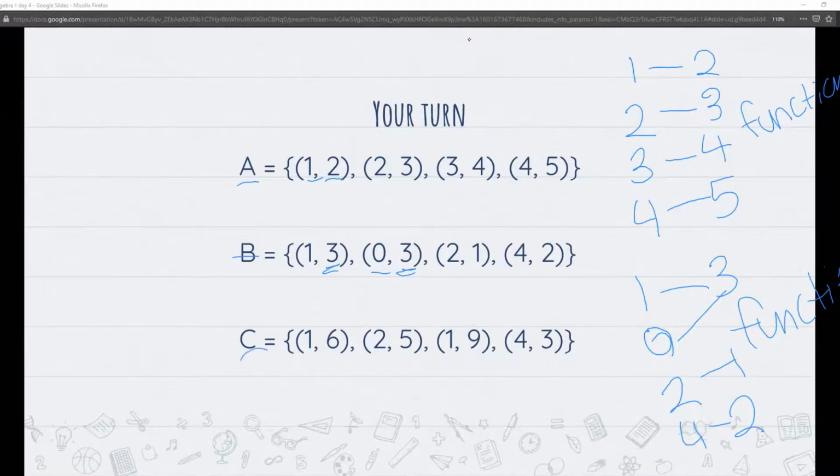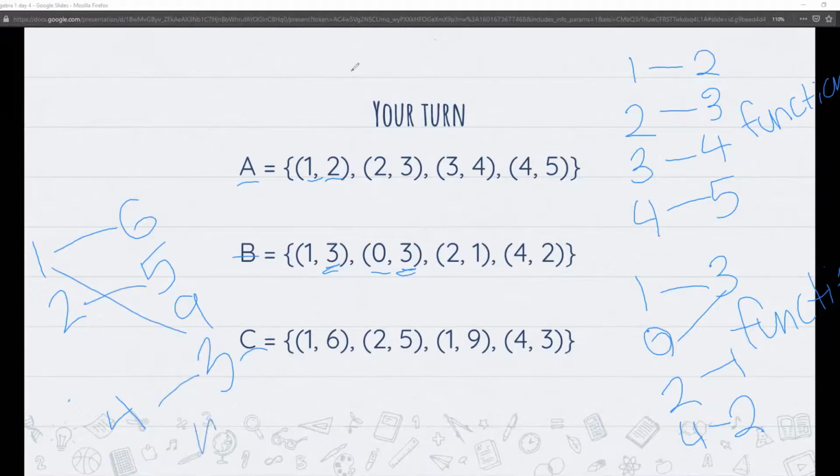And then for example C, we would again write out the numbers. Wait, oh, I wrote two 1s. There are two 1s here. We don't need to rewrite the 1. And 1 would go to 6. 1 would also go to 9. 2 would go to 5, and 4 would go to 3. This is considered not a function because the same domain here, 1, connects to two ranges. So this is not a function.